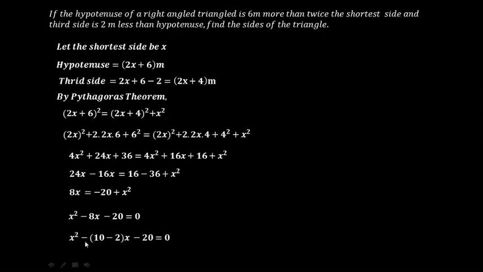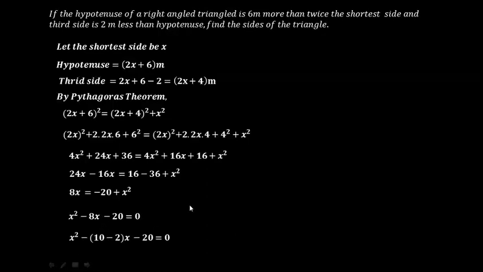So x square minus 10x plus 2x minus 20 is equal to 0. This is breaking the middle term. That means we need two numbers whose product is equal to 20, and whose difference is equal to 8. So we got two numbers, 10 and 2. 10 into 2 is equal to 20. 10 minus 2 is equal to 8.